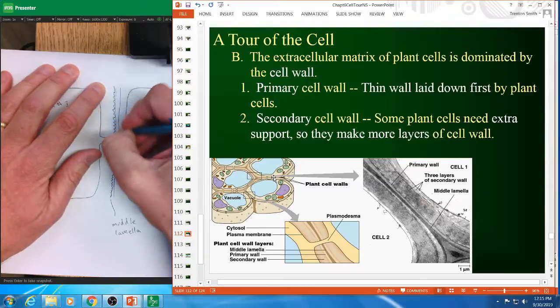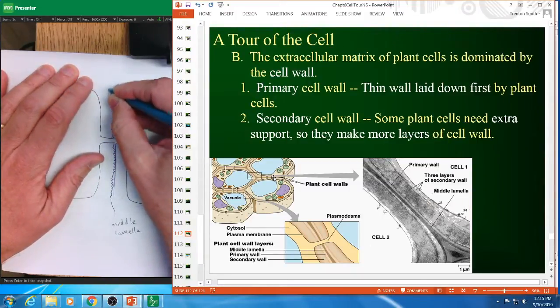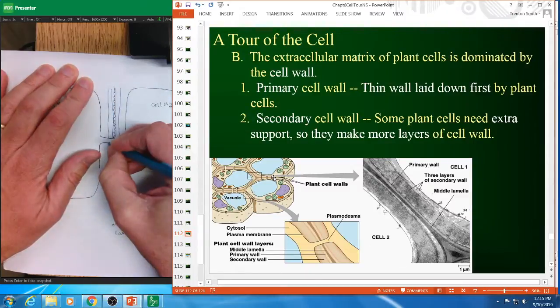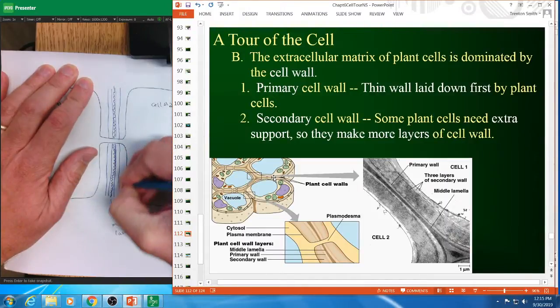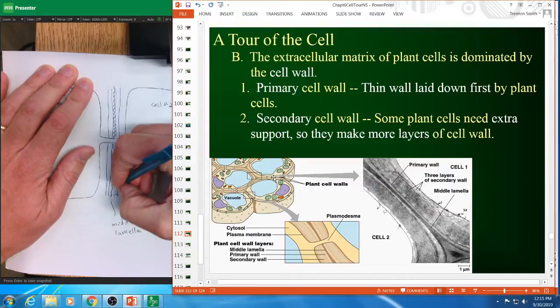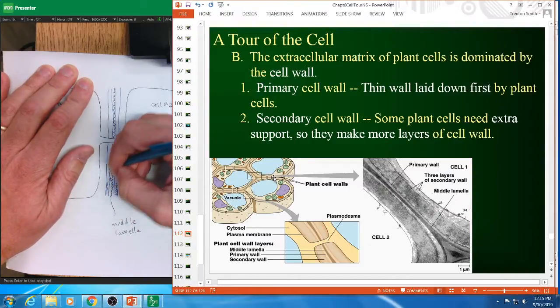Just on either side of the middle lamella, there'll be what's called primary cell wall, and that's the cell wall material that the plant cells secreted first. So I'll do that in blue. Maybe I should have done a different color because blue and black can be kind of hard to tell apart sometimes.